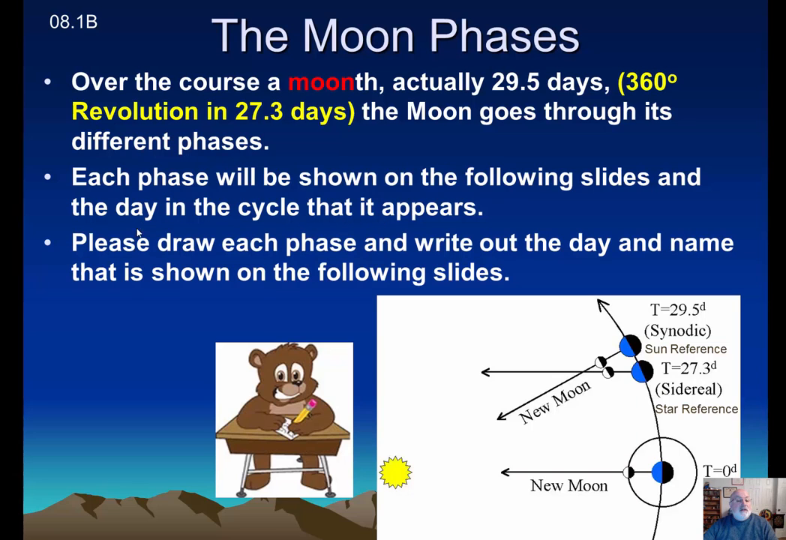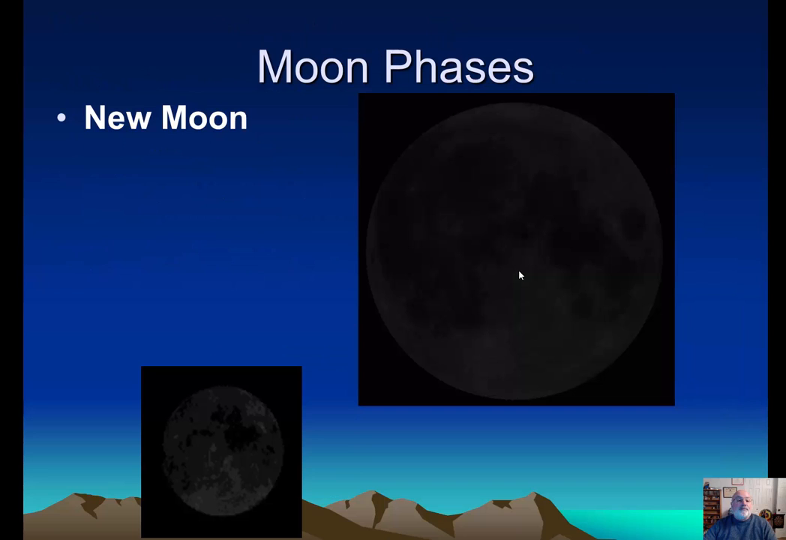Each phase will be shown on the following slides, and we're also going to have the days in the cycle that it appears, and I'd like you to draw each phase as well as write out the days and the name that's shown, including prefixes like waxing and waning.